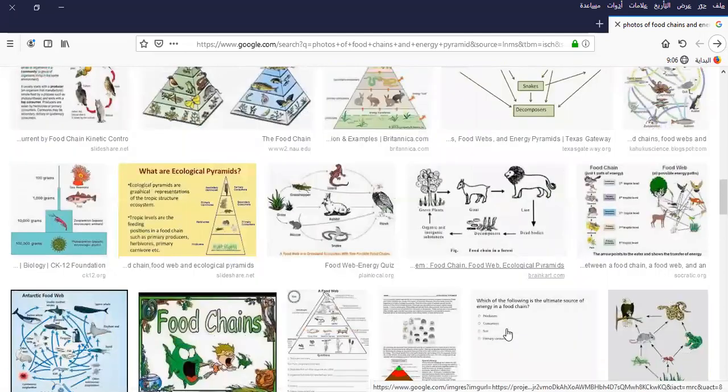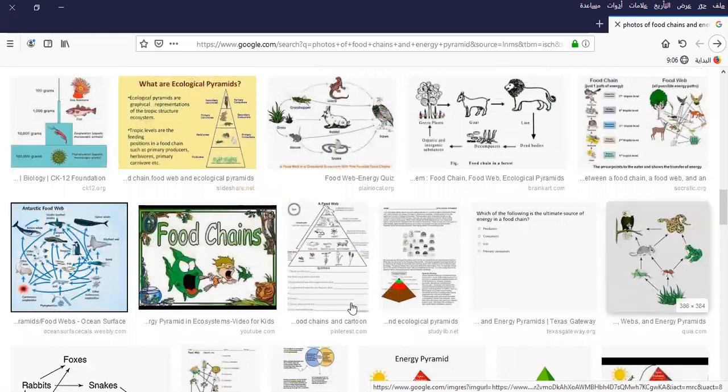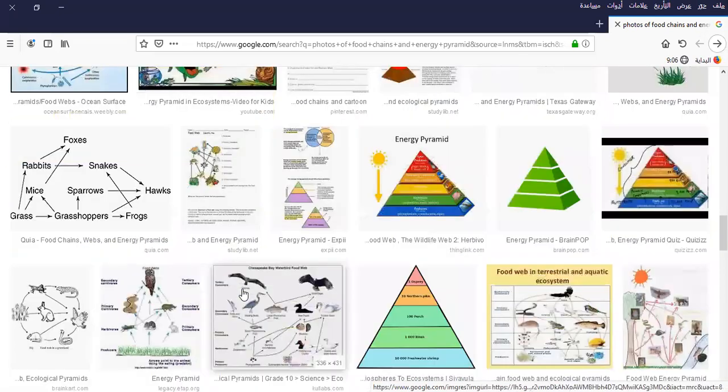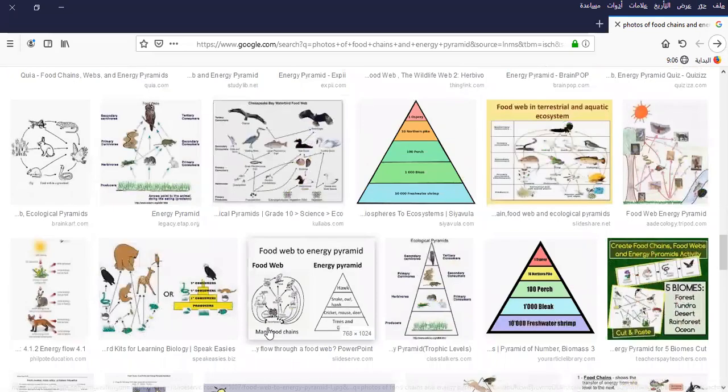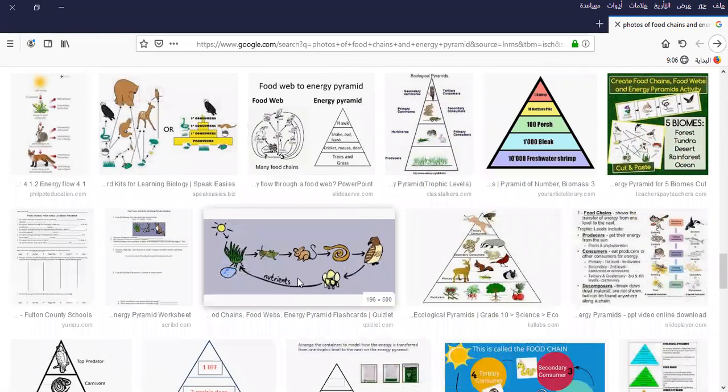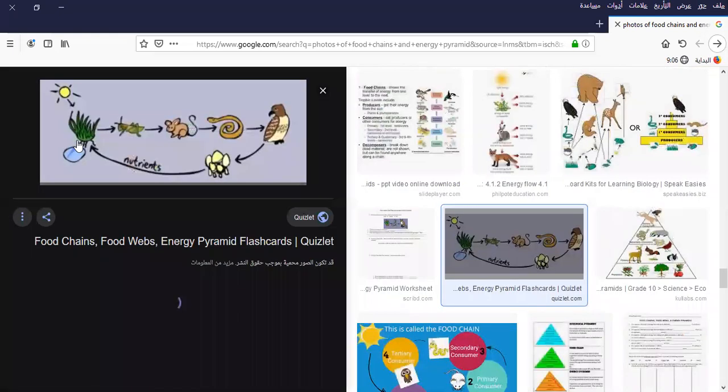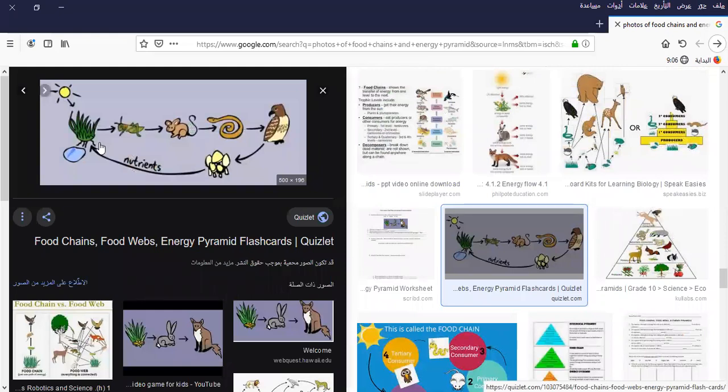Okay, let's take another example for the food chain. I want to take something simple. Here is another simple food chain. There is a plant, then an insect eats the plant, then the rat eats the insects. The snake eats the rat. Then the owl eats the snake. Then the owl dies and decomposes, and the organic and inorganic substances found inside it return to the soil again to be absorbed by another plant.